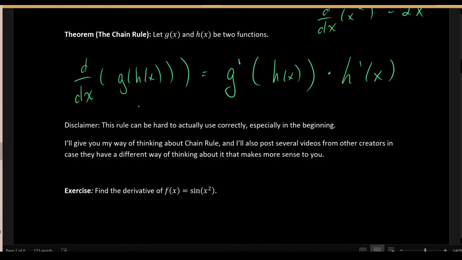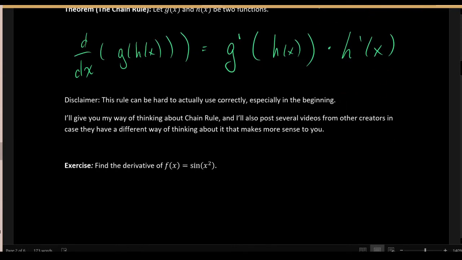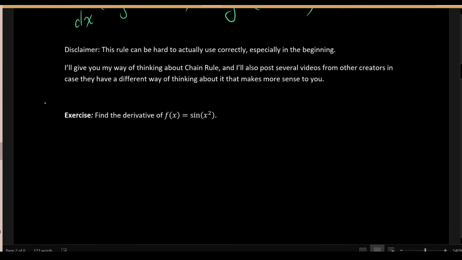So let's have a look at what this rule actually looks like in practice. And I'm going to give you a big disclaimer. This rule can be a little tricky when you're first starting to learn it. So if you're watching this video, if you're trying some exercises and it's not really going well in the beginning, don't worry about it. It's totally normal. Just need to practice, maybe try looking at a few other perspectives on the chain rule, and eventually it will begin to click. So on Canvas, I will be posting some other videos from other creators in case they have a way of thinking about it that connects with you more.